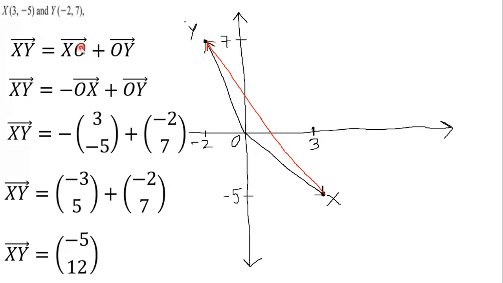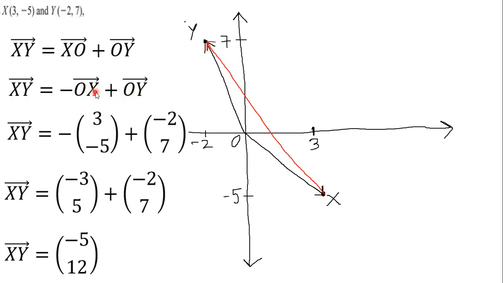Now notice that OX, the vector OX, is going downward. But we want the vector XO, and the vector XO is going in the opposite direction. So that's why we have a negative. So XO equals negative OX, and the negative is there because we're going in the opposite direction. Now we bring down the OY, place it there. And so what do we do?